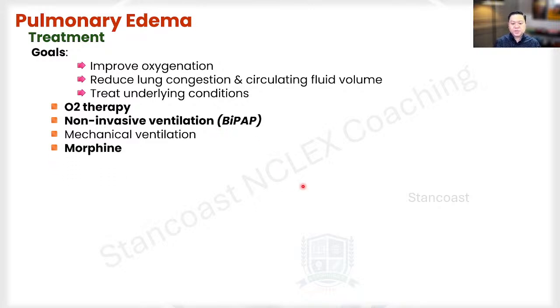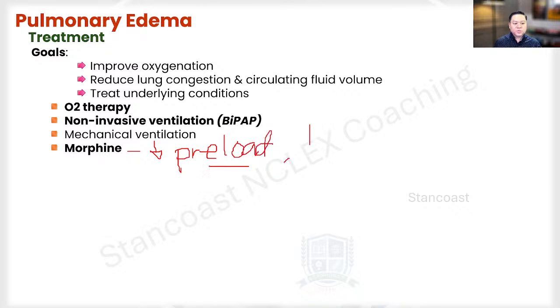Now we're also going to talk about the morphine. So what is the use of morphine in the treatment of pulmonary edema? Well, the morphine itself can reduce the anxiety, and it will also promote venous pooling of blood in the venous system. So this will decrease the preload. Guys, this will decrease the preload.